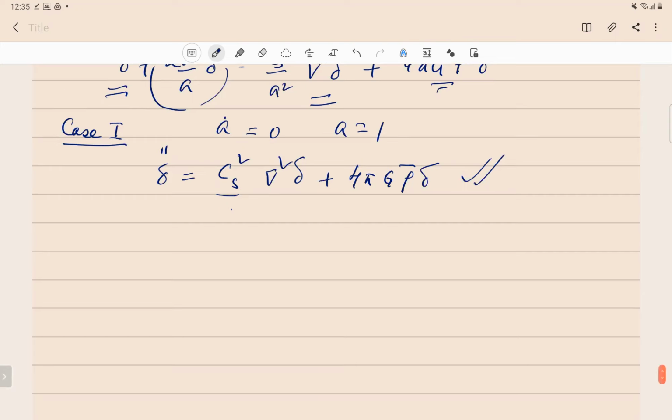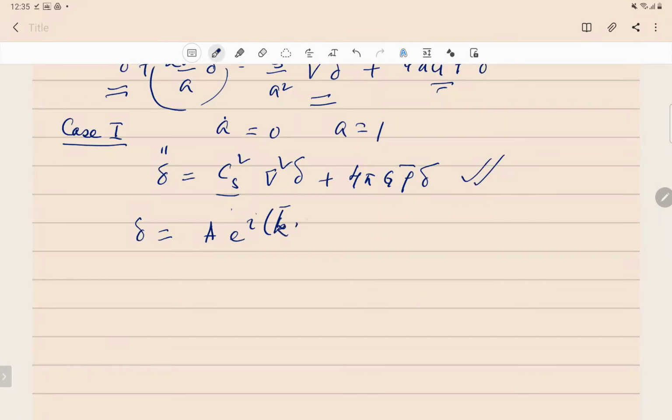So this is a wave equation. We can expect a plane wave kind of solution. We can make an ansatz, a trial solution like a plane wave. If we take that, you can see that this delta, you can assume it to be some form e to the power i.